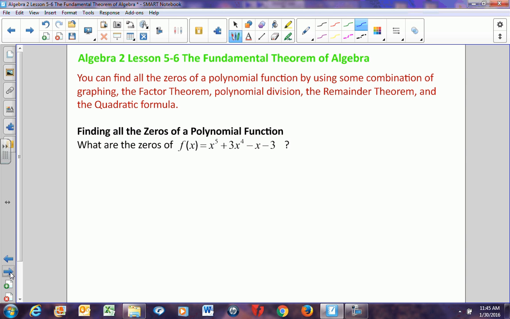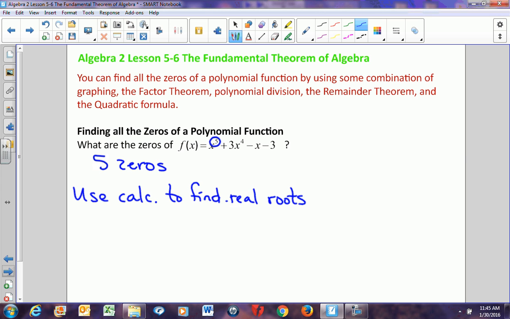So if I wanted to find all the zeros of the polynomial function x to the fifth plus 3x to the fourth minus x minus 3, the first thing I'm going to do is, I know there has to be 5 zeros. There are 5 zeros because my degree is 5. I'm going to use my calculator to find the real roots. So I'm just going to stick that particular equation in my calculator and graph it.